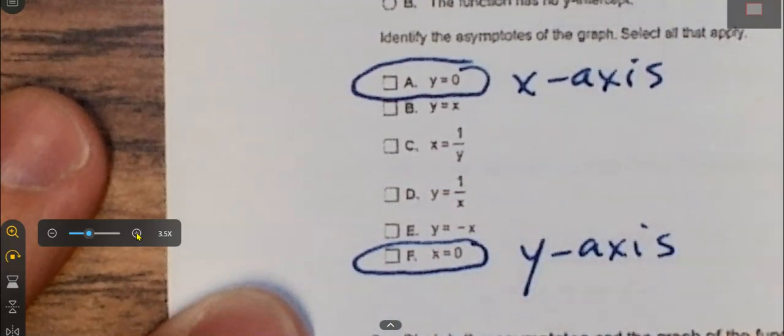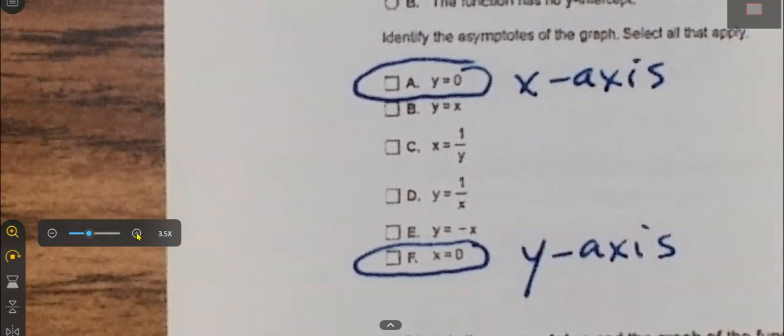My first period class realized that it was asymptotes AF. Now, I lost it at that point, folks. I thought that was hilarious. Asymptotes AF. Okay.